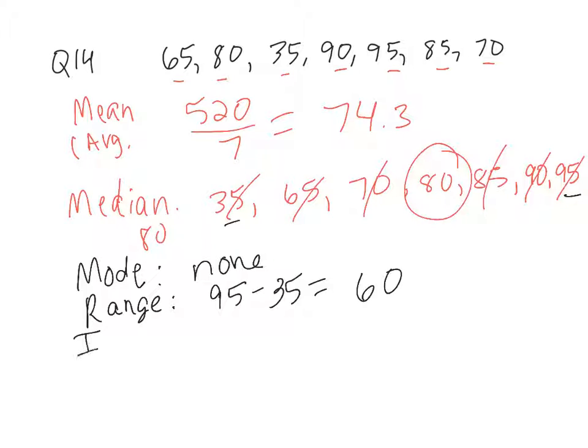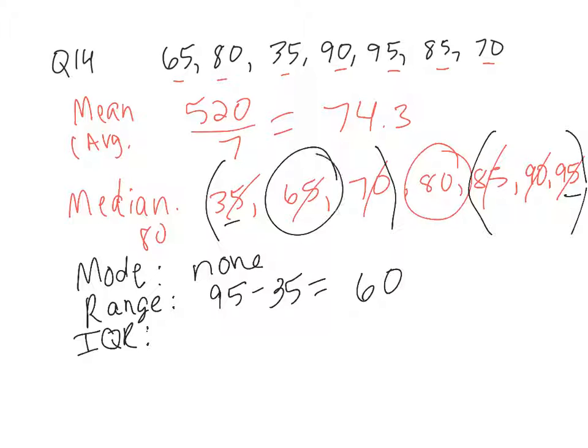The interquartile range, or IQR, you're going to split the data into two parts on either side of the median. You're going to find the median of each of those sections. So the middle number here is 65. The middle number here is 90. You're going to do 90 minus 65 is 25.